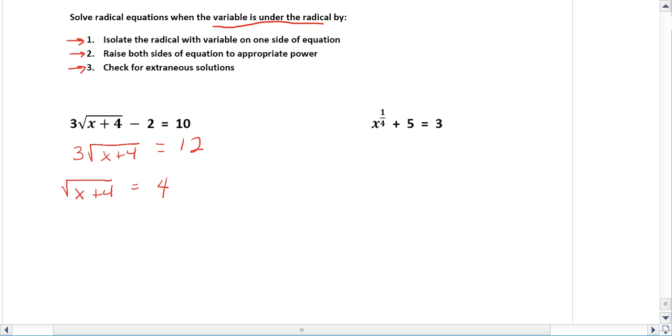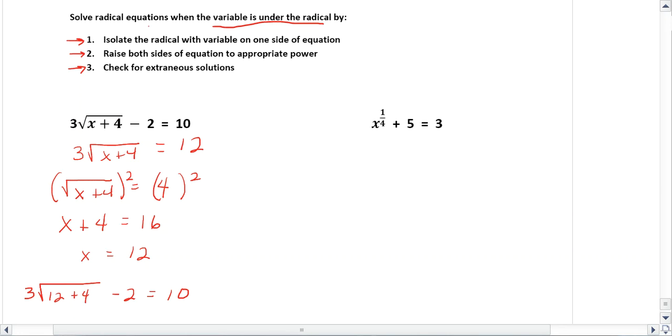Next, square both sides. If you square a square root, those two operations undo each other. Squaring and square rooting, you just end up with what is left under the radical, and that's what we wanted. So I get x plus 4 is 16, subtract 4 from both sides, and x is 12. Now let's plug it in and check that answer. Putting the 12 in where the x is, 12 plus 4 is 16, the square root of 16 is 4, 4 times 3 is 12, and 12 take away 2 is indeed 10. So this answer checks out.